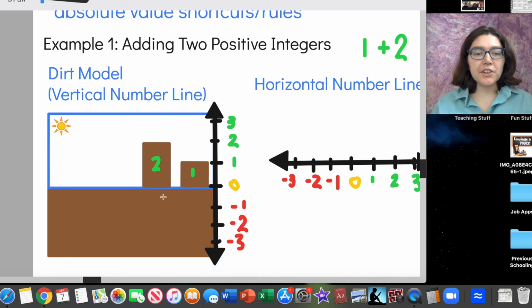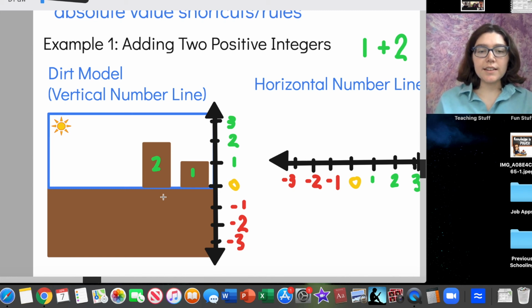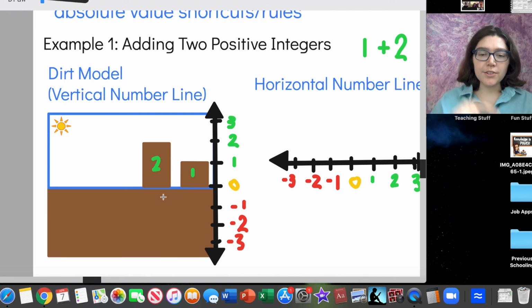So first we're going to look at the DIRT model, which also brings us into the idea of a vertical number line. If you have a pile of dirt, like on top of grass, then that's what we consider a positive number. And if you have a hole in the ground, so you're going below ground and creating a hole, the hole is going to represent a negative number. So here I have a pile of dirt that is 1 foot or 1 unit high. And then I have a pile of dirt that's 2 feet high.